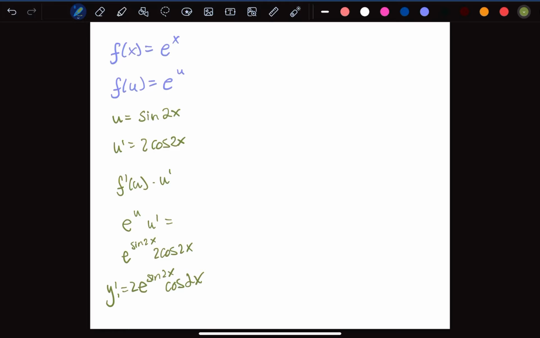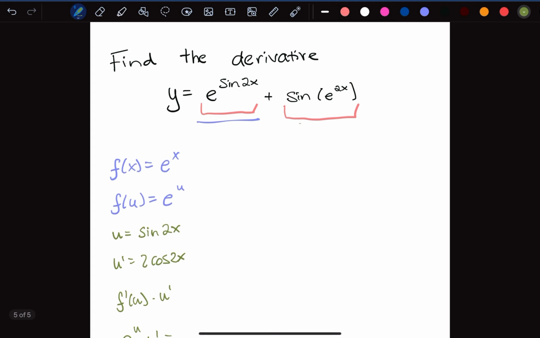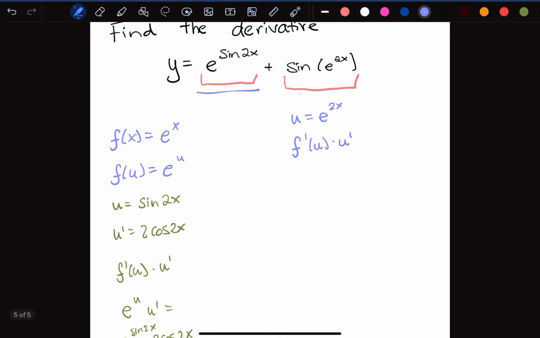But then looking at the second part of our equation, now we're working with a trickier part of our composite function because we're working with sine of e to the 2x. So let's first make an f. Let's call our u e to the 2x, and then we're going to take an f derivative of u times the derivative of u. And then if our f of u is equal to sine of u, then our f derivative of u is going to be equal to cosine u.